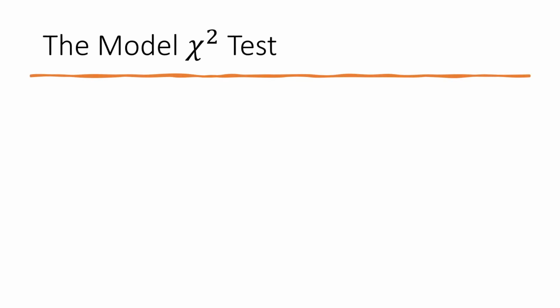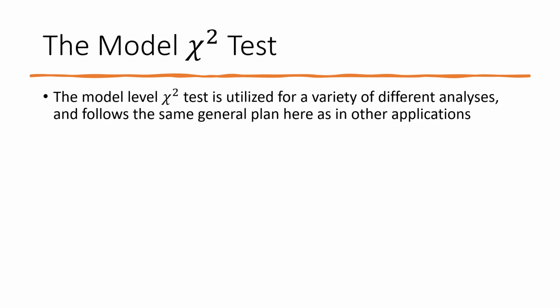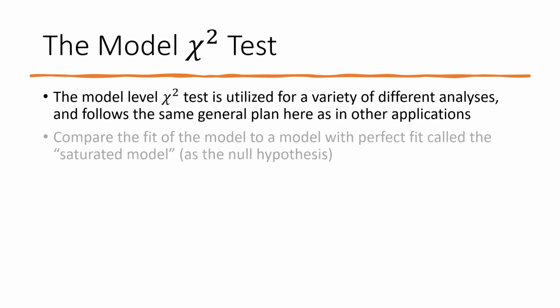All right, so starting out, a model chi-squared test is used to test a variety of different things. We can have them in logistic regression. We can have them all over the place. So this is one type of test that we can do, and it is not particular to structural equation modeling or confirmatory factor analysis. This test ultimately compares the fit of our model to a perfect model. We're going to call the perfect model a quote unquote saturated model.